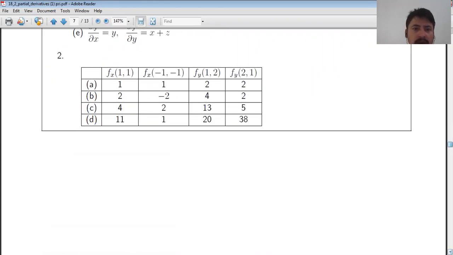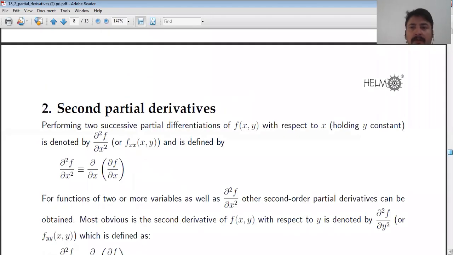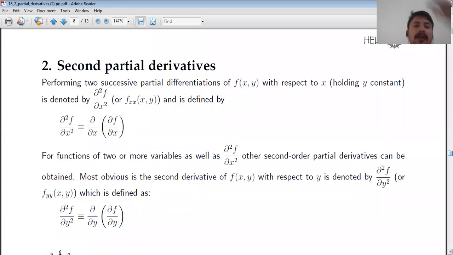So today we will discuss the second order partial derivatives. In the previous classes we have discussed the partial derivative of order 1, that is, del f del x and del f del y. How can you find del f del x, and how can you find del f del y?